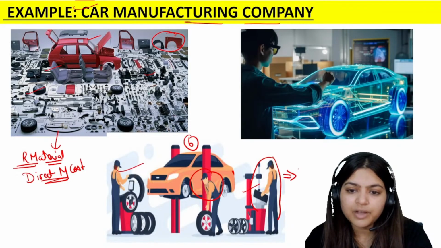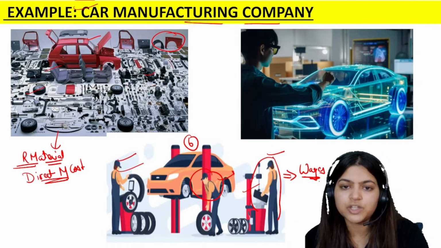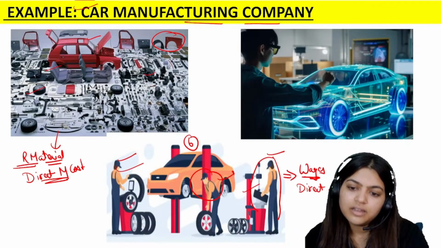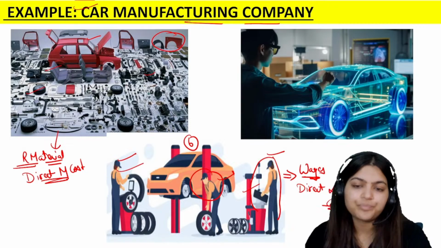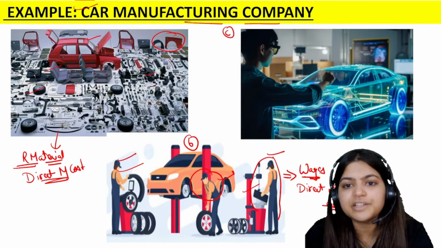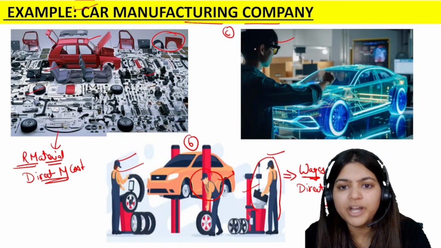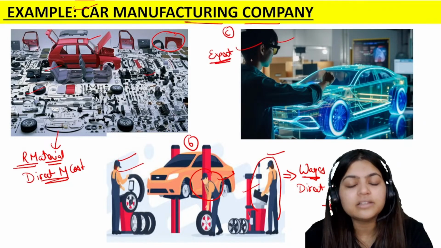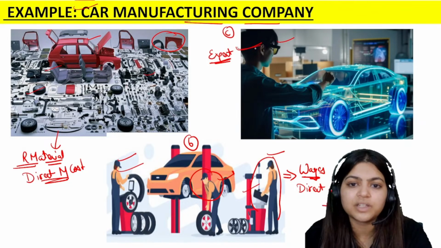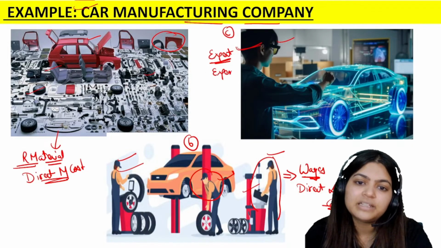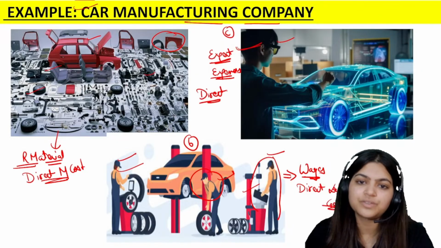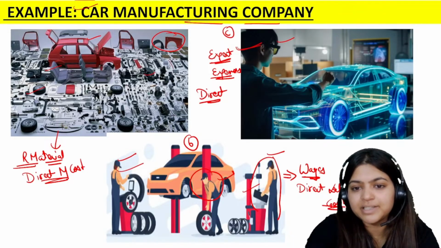If you pay wages to these laborers, which wages will you pay? Direct wages or indirect labor? Of course, direct labor cost. Now coming to the last photo, you can see a person in your car manufacturing company. You appointed this person and he is an expert in car designing. Whatever fees you pay to this person, what type of expense is it? Direct or indirect expenses? Of course, this is your direct expense. Yes, so this is how you can remember this point.